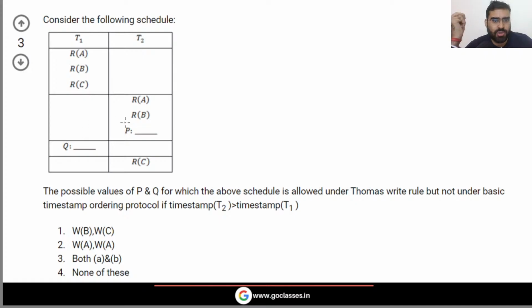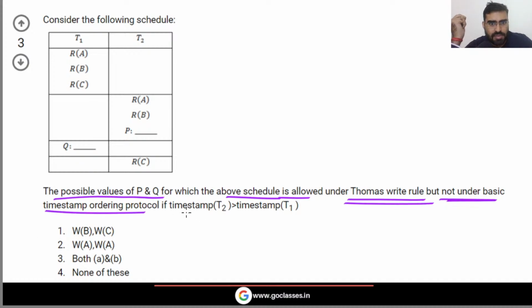This schedule is given to you. What are the possible values of P, Q? This is what we have to find. What are the possible values of P, Q for which the schedule is allowed by Thomas Write rule but not by basic timestamp protocol? This is given that T2 has more timestamp than T1. Timestamp of T2 is more than timestamp of T1.